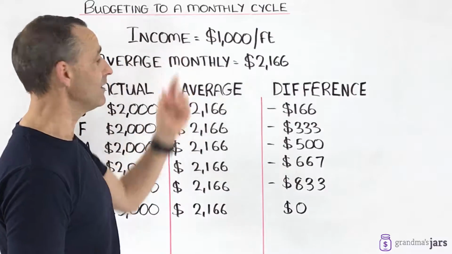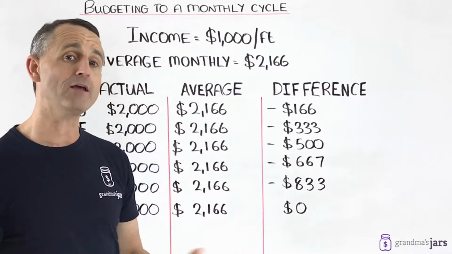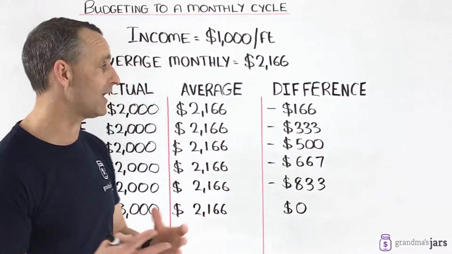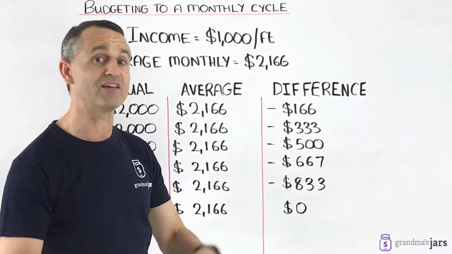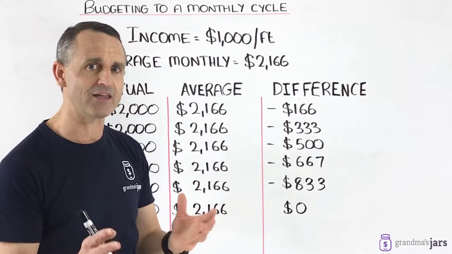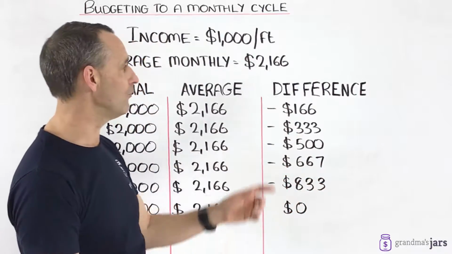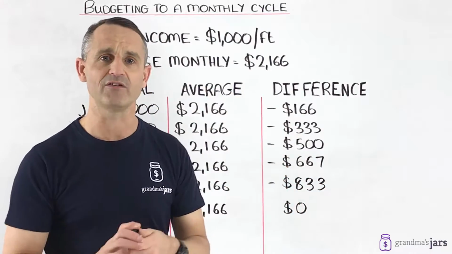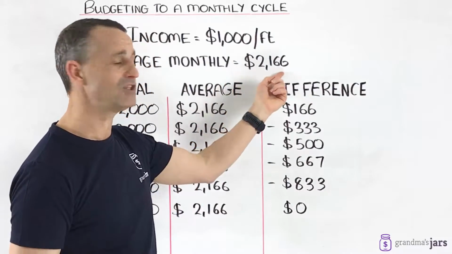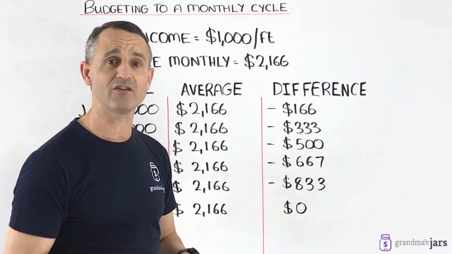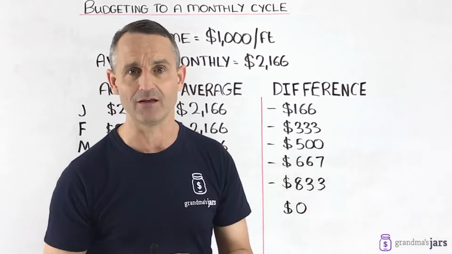Let's just say that I receive an income of $1,000 per fortnight. If I convert that to a monthly figure, it comes out to be $2,166.67. So I've done that calculation: $1,000 times 26 divided by 12 equals $2,166. Now, the problem is, if I base my budget on $2,166, this isn't exactly how it works in reality.